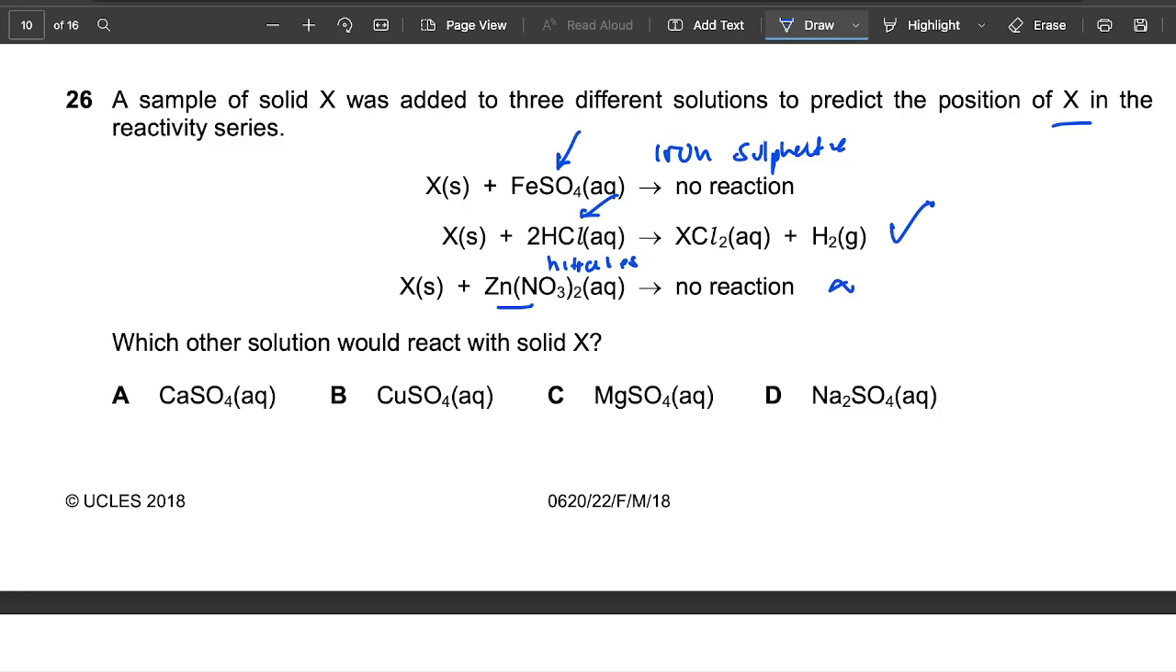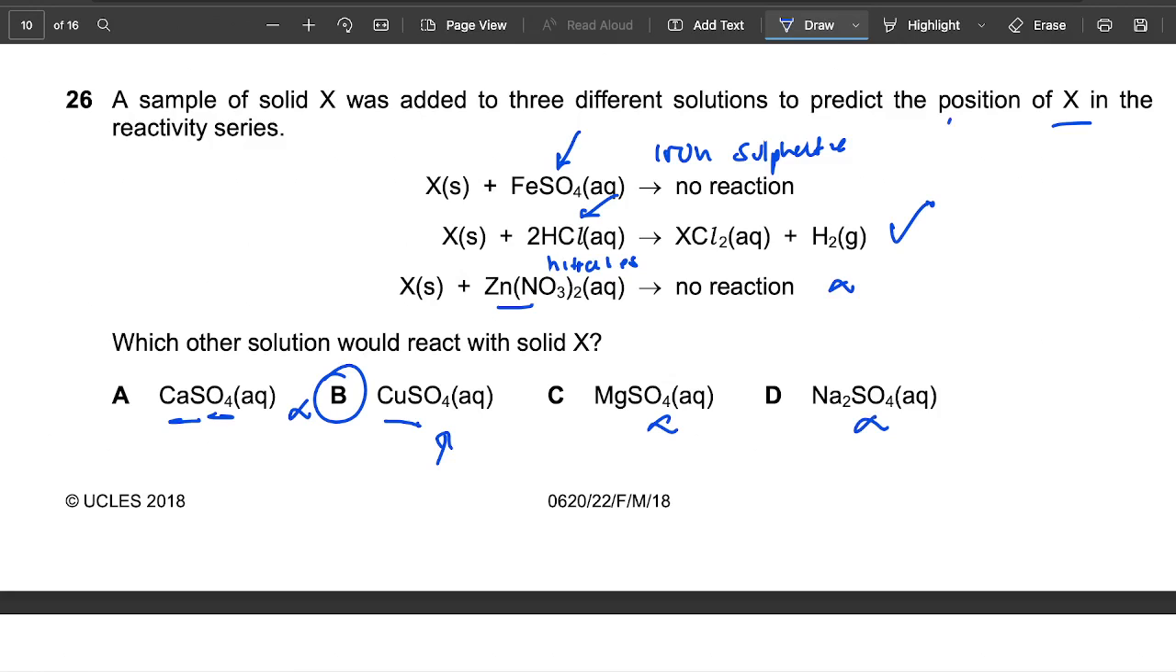Which other solution would react with solid X? Let's see. Start off with copper sulfate. Will copper sulfate react? It's a sulfate, so no. Calcium sulfate, no, because if you go to the reactivity series, calcium is quite high. But copper, it could actually be the answer. Yeah, I think it's copper. Magnesium sulfate, no, it's more reactive. Sodium, no, it's more reactive. So the answer is copper.